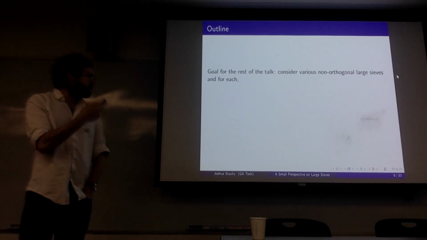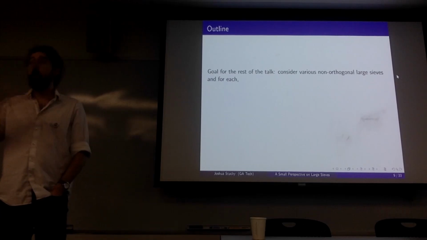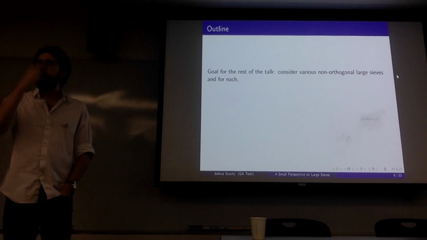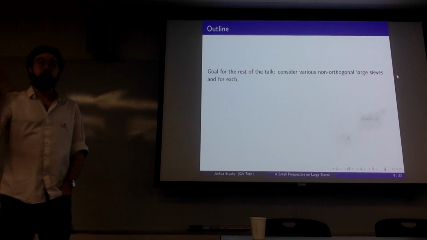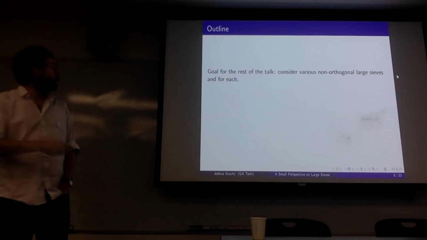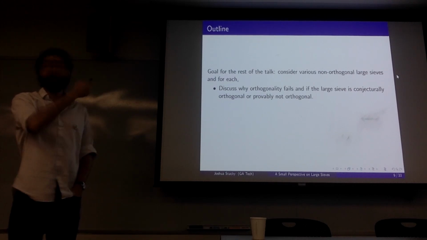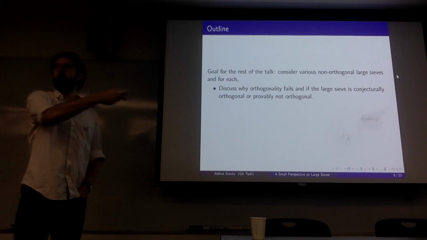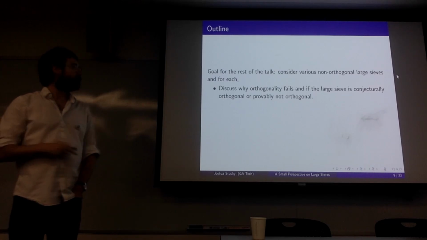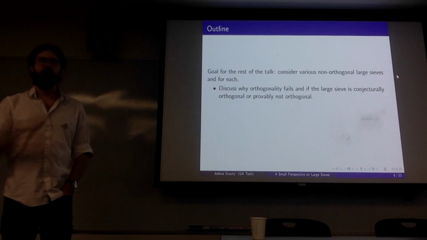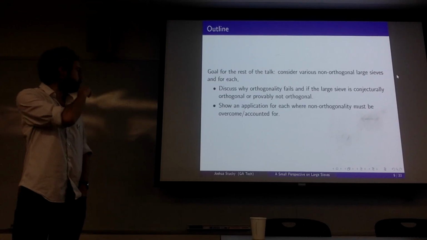Okay, so for the rest of the talk, I want to consider various large sieve inequalities that are not orthogonal. So when can you not prove that the upper bound that you think should be true is actually true? I want to discuss when that orthogonality fails, why it fails. Is it conjecturally orthogonal, or is it provably not orthogonal? Alex, in his talk, mentioned the cubic large sieve. That'll make an appearance here. I'll maybe keep my comments limited about it since he already spoke on it.